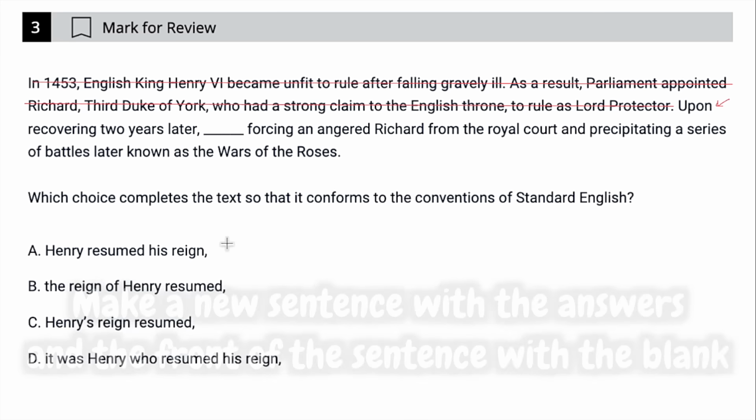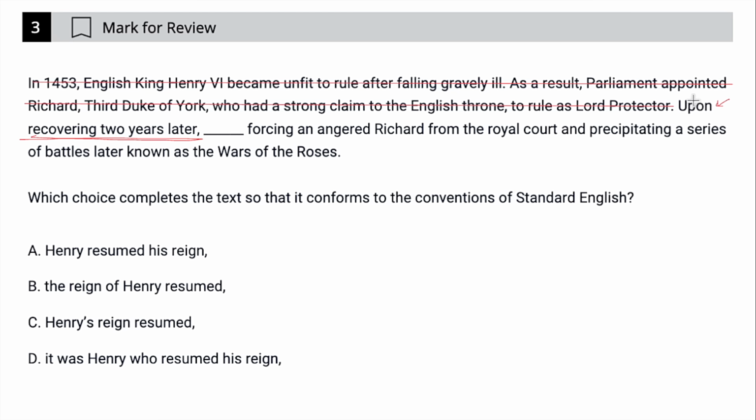So for example, choice A would sound something like, Henry recovered 2 years later. So I'm taking the thing that's happening and I'm taking the subject from my answer choice and making a new sentence. Choice B would be the rain recovered 2 years later. That doesn't make any sense. C, Henry's rain, again, rain recovered. And then D, it recovered 2 years later. Also doesn't make sense. So basically, you do your little front flip trick, and the only answer that makes sense is going to be the correct answer.